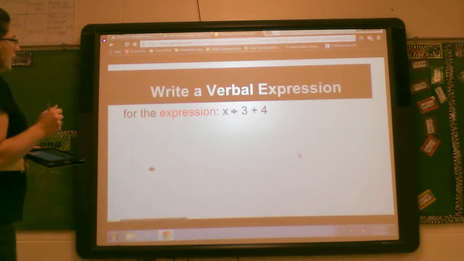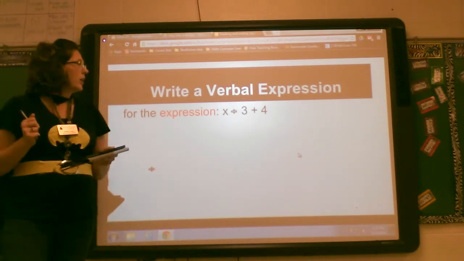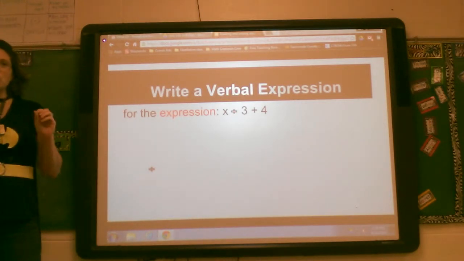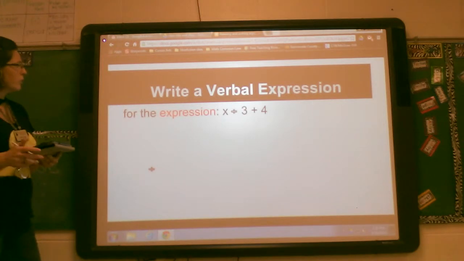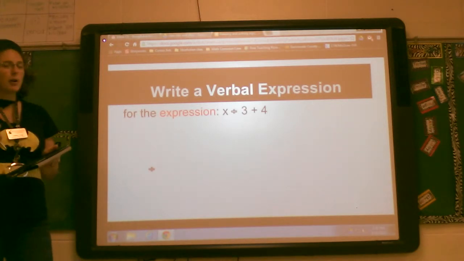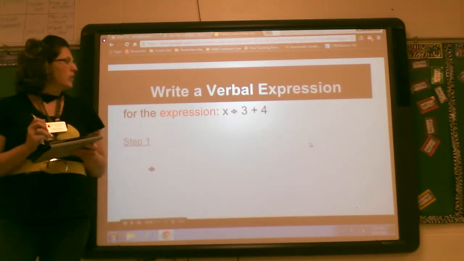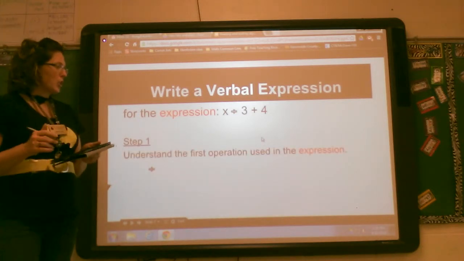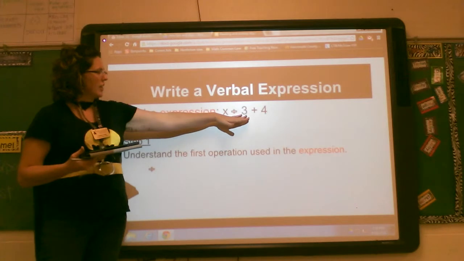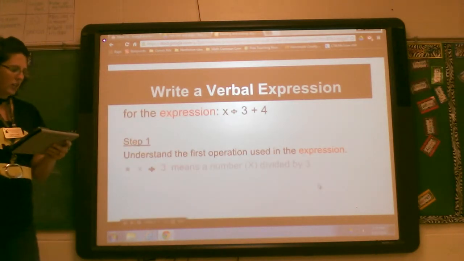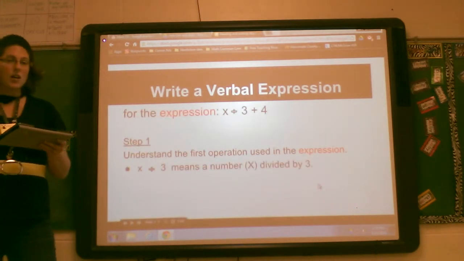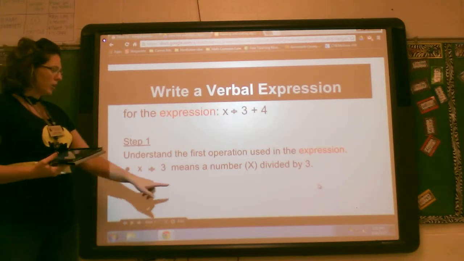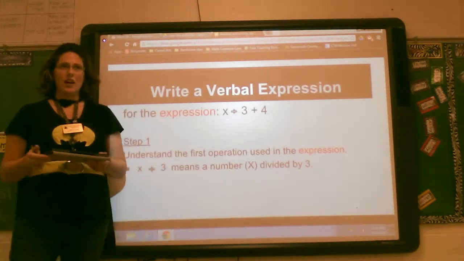All right. Now, we are going to flip this around, and we are now going to write a verbal expression. We're going to do the word form for the expression x divided by 3 plus 4. So, step 1 is to understand the first operation used in the expression. So in this case, we're looking at that right there. So x divided by 3 means a number, x divided by 3.